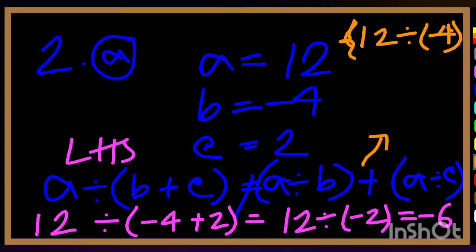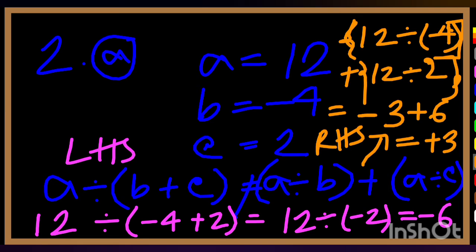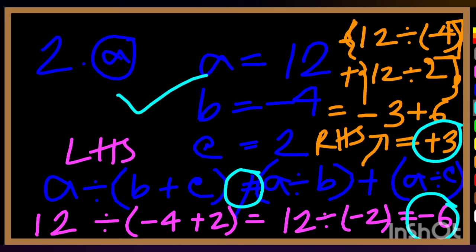then we add it to 12 divided by 2. The first one is -3 and the second one is 6, so our answer is +3, and this is the answer for the RHS. It is very clear that the answer of the LHS is -6 and the answer of the RHS is +3. So they are not equal. So this statement is true, meaning the distributive property doesn't hold in case of division. This is also implied from this sum.